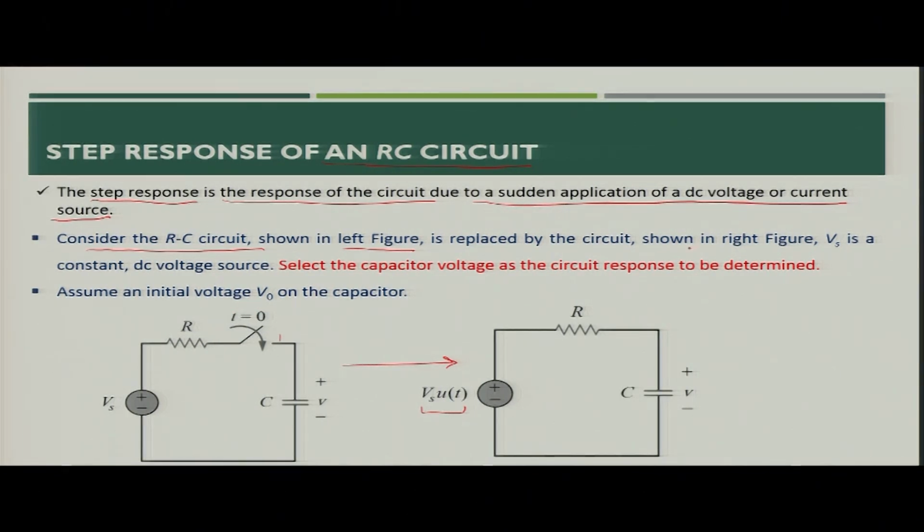So, now here Vs is constant, because you are applying a constant DC voltage source. Now, what we have to do? We have to select the capacitor voltage as the circuit response, which we have to determine. So, for determination, let us assume that the capacitor is initially charged with some voltage V naught.